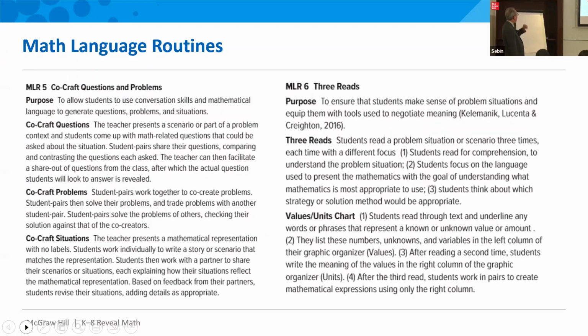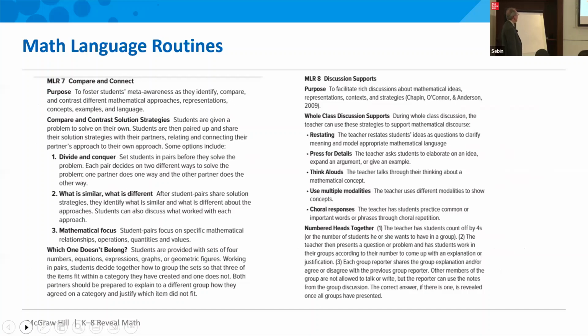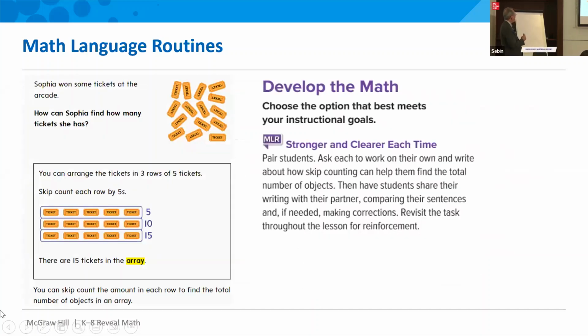So Sophia wants some tickets. How can Sophia find out how many tickets she has? You can arrange the tickets in three rows of five. This looks like a typical problem, right? That's what it is, okay? Skip count each row by fives. Then there are 15 tickets.